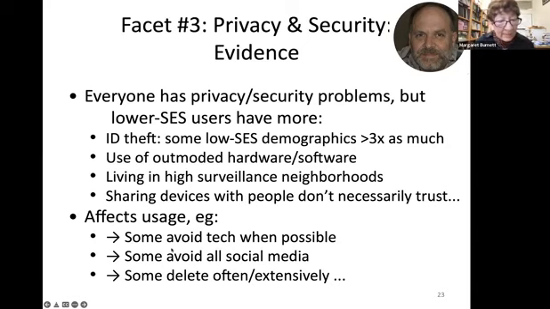For example, some lower SES people avoid technology whenever possible for privacy and security reasons, primarily. Some avoid all social media for the same reason. Some delete often and extensively to prevent surveillance and other people discovering things. So if they're using a shared device, they may do something on social media, and then they may immediately delete their profile or very shortly thereafter. So all of these things are different styles of usage.